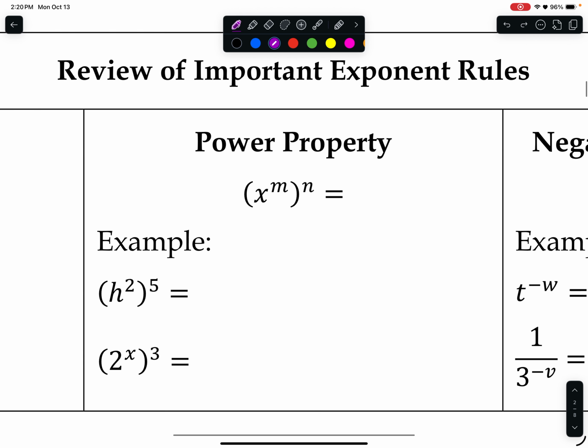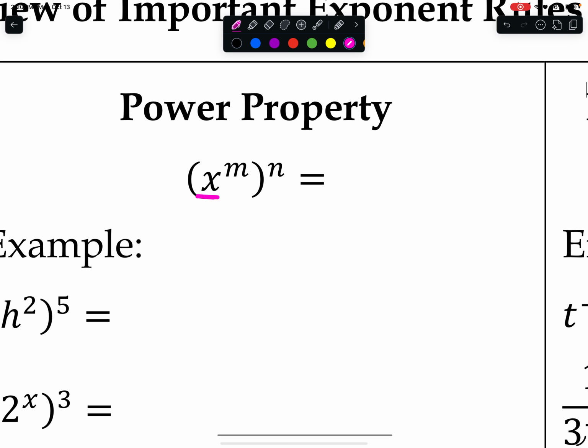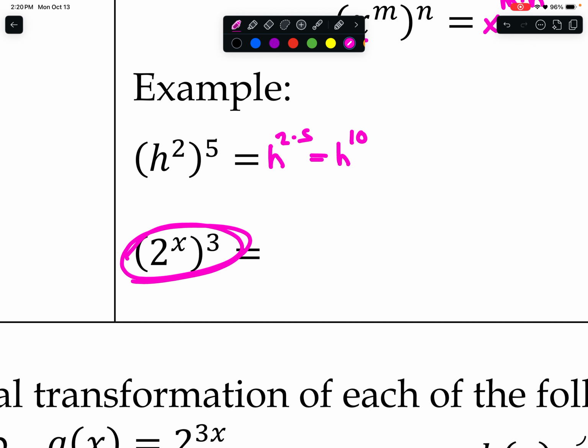And then looking at the power property. With the power property, if I have the base written just once and I'm raising a power to another power, we're going to multiply these values. So this is going to be x raised to the m times n. As an example, h squared raised to the 5th is going to be h raised to the 2 times 5, which is going to be h raised to the 10th. And then down below, we have 2 raised to the x all raised to the 3rd power, which is going to be 2 raised to the 3x. So I'm going to multiply those values together.